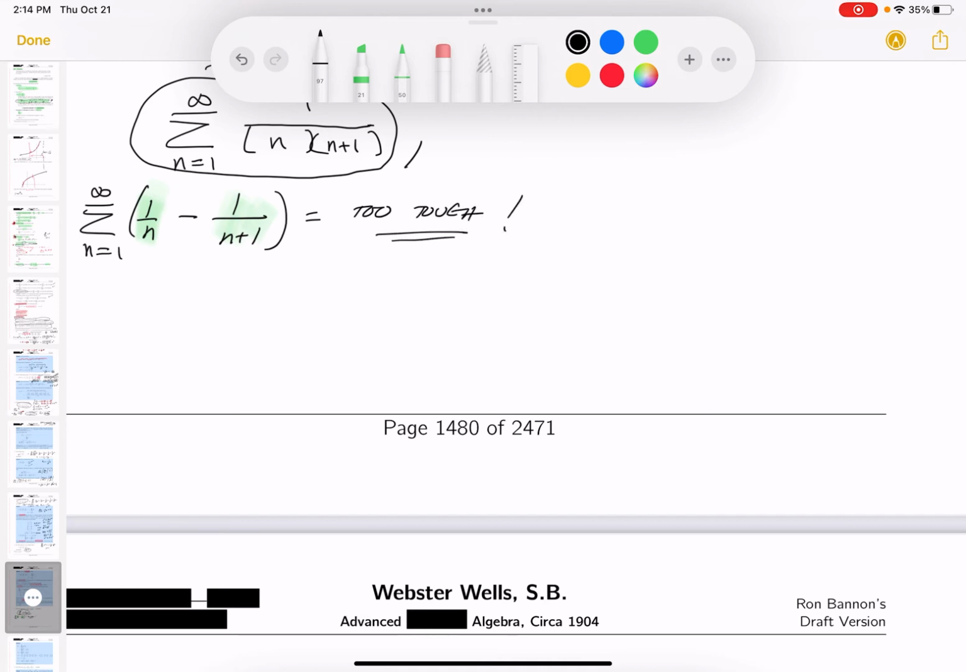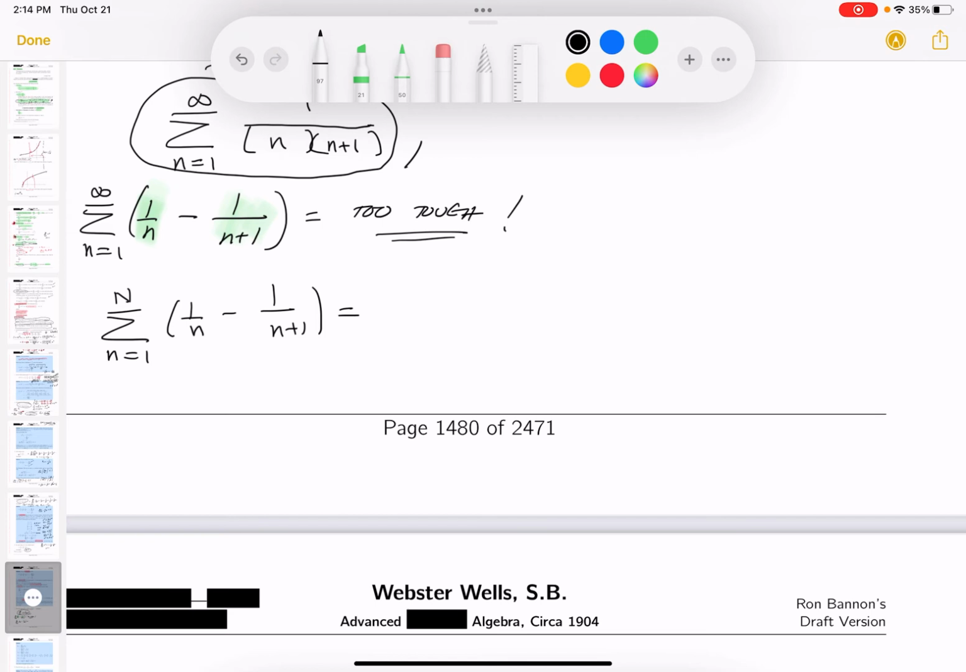So I'm going to look for a partial sum. And I'll write this down for you. n equals 1, and I'm going to stop at n. And that's going to be 1 over little n minus 1 over n plus 1. And I'm going to start writing them down.